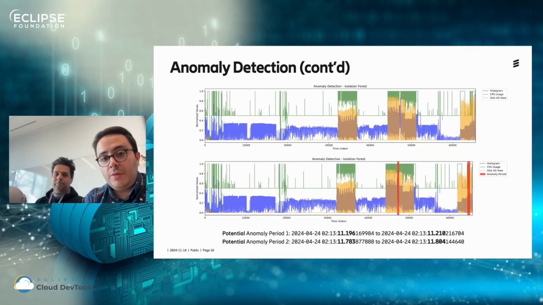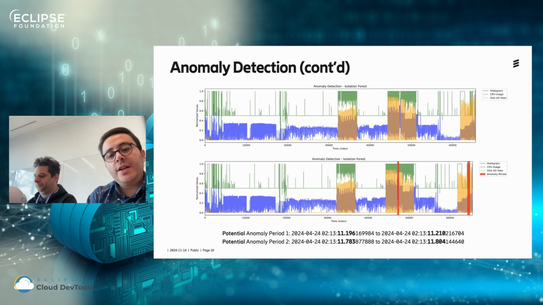I'm saying potential because we don't have access to the context and semantic information of the traces. We say statistically, these two timestamps can be an anomaly. Something weird is happening inside the system that doesn't match the rest of the pattern of the trace data. So the user can go and investigate and see what is actually happening inside the system.